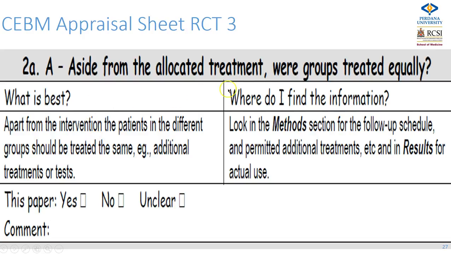Were the groups treated equally otherwise? In other words, we are making the allocated treatment the only focus of difference and the focus of scrutiny. There were no other significant differences in their original baseline characteristics and subsequently how they were managed. This should all be clear in the methods section. You may find some of it in the results section also.